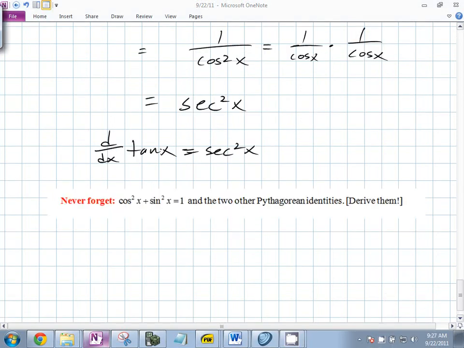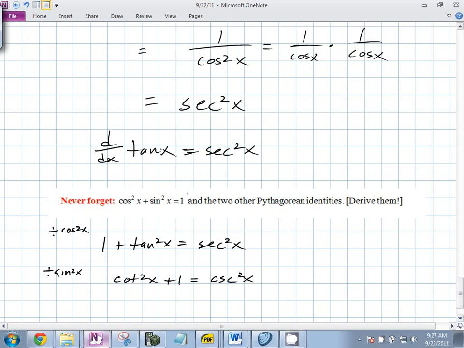Squared, you end up with 1 plus tangent squared x equals 1 over cosine squared, which is secant squared x. So that's dividing by cosine squared x. What happens if we divide by sine squared x? You end up with cotangent squared x plus 1 is equal to cosecant squared x. So if you just remember this, can you easily derive the other two? Yeah. I always forget the other two. It takes me literally 3 seconds. Remember where they come from. Very, very important. Never forget those.